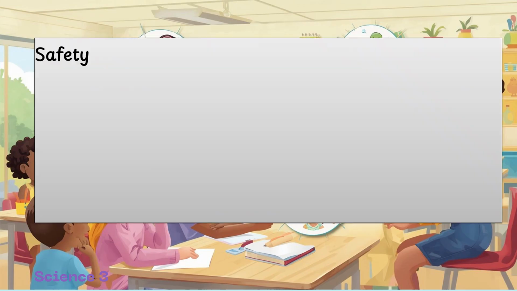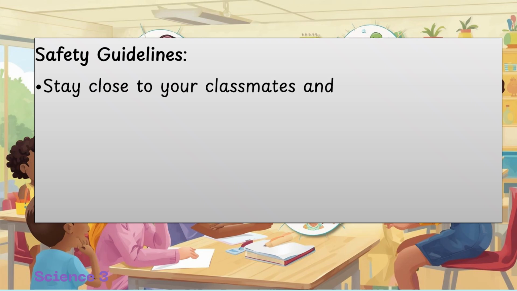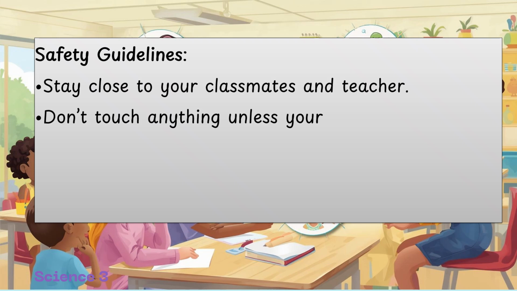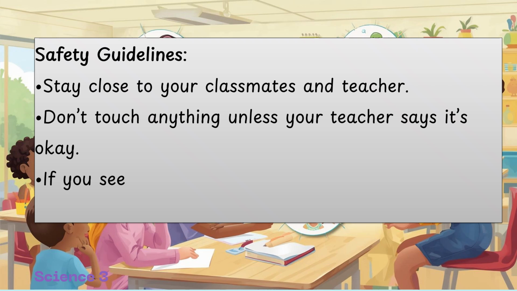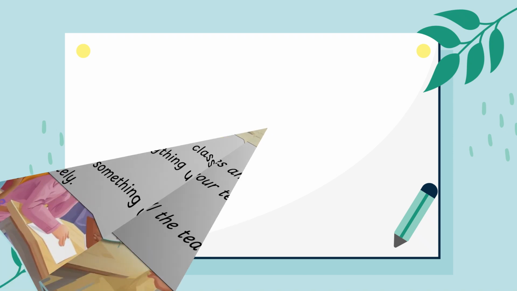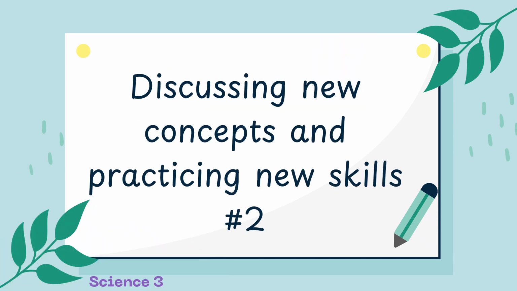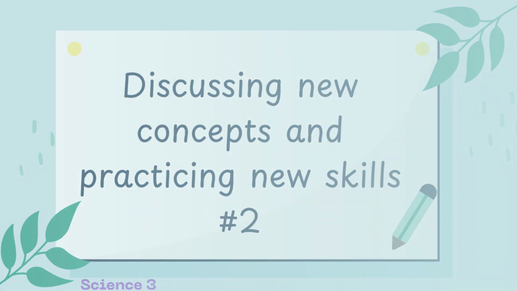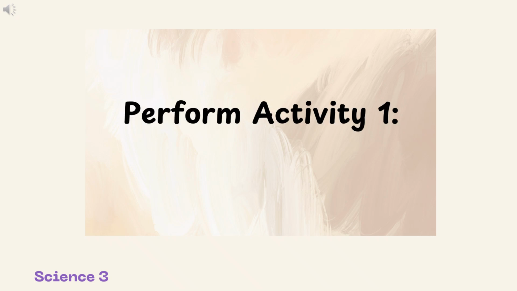Now for the activity, before we proceed, safety guidelines first. Stay close to your classmates and teacher. Don't touch anything unless your teacher says it's okay. If you see something unsafe, tell the teacher immediately. Now, let's perform Activity 1, Alive or Not. Are you ready, kids?